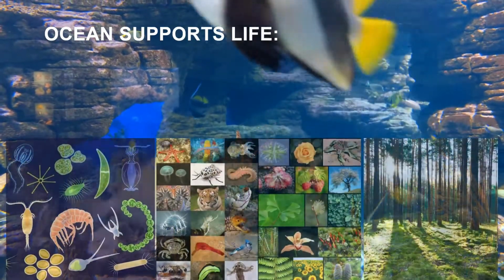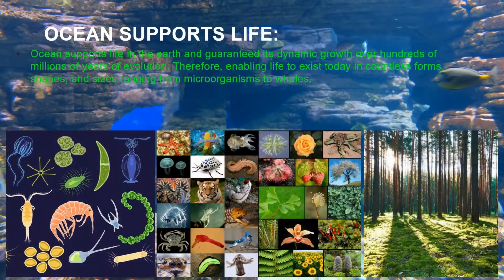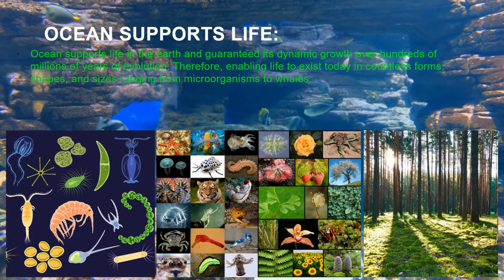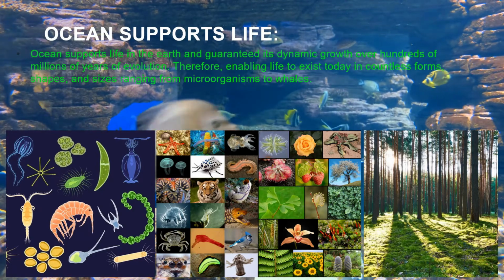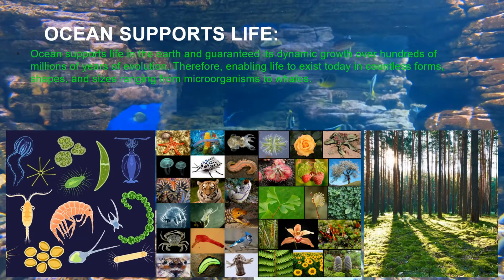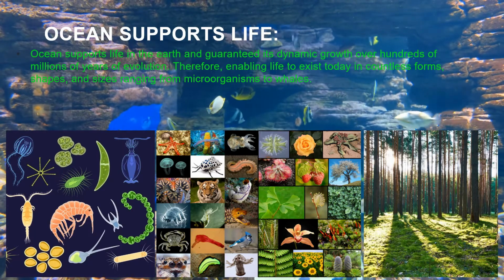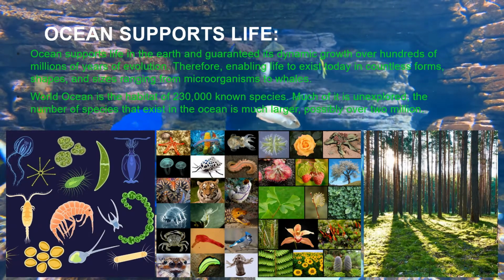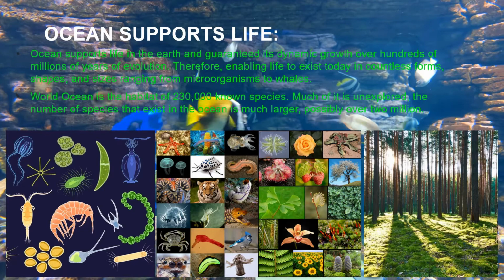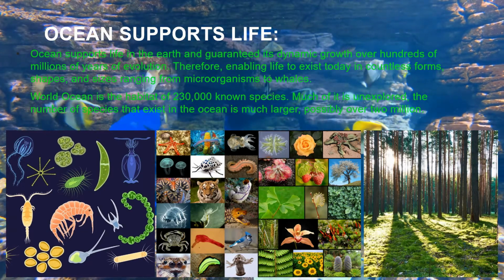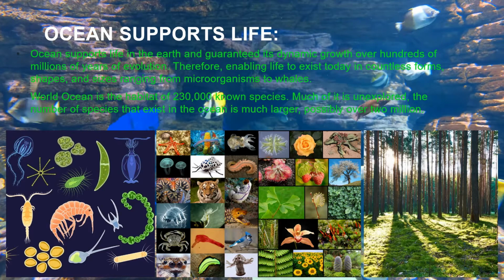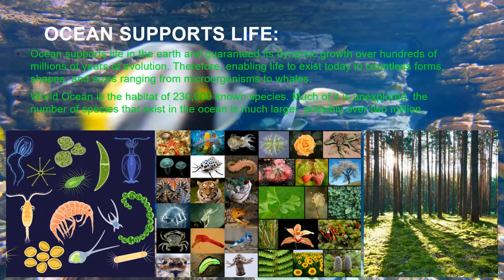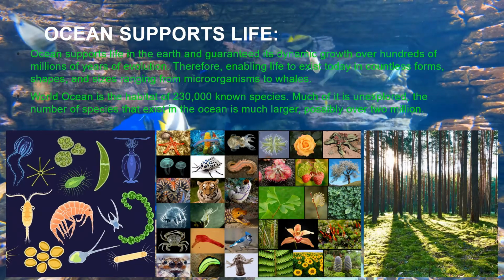Ocean supports life. Ocean supports life on the earth and guaranteed its dynamic growth over hundreds of millions of years of evolution, therefore enabling life to exist today in countless forms, shapes and sizes ranging from microorganisms to whales. World ocean is the habitat of 230,000 known species. Much of it is unexplored. The number of species that exist in the ocean is much larger, possibly over 2 million.